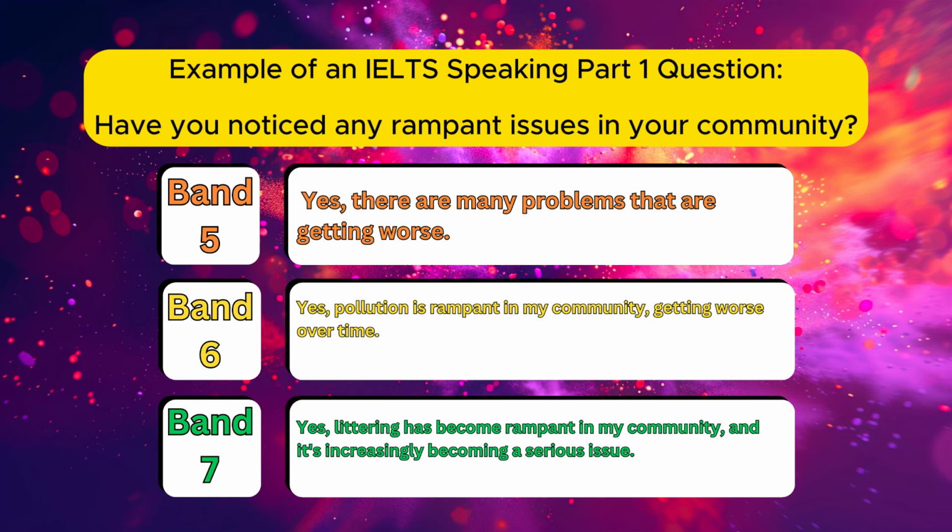Band 5. Yes, there are many problems that are getting worse. Band 6. Yes, pollution is rampant in my community, getting worse over time. Band 7. Yes, littering has become rampant in my community, and it's increasingly becoming a serious issue.